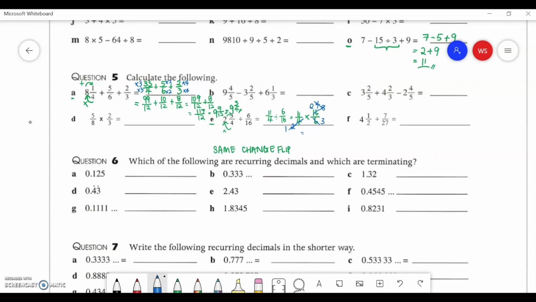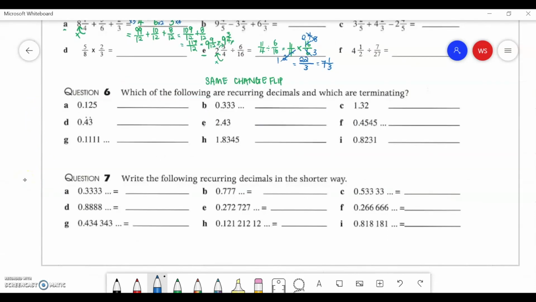Therefore, multiply across. So that's 11 times 2 gives you 22. And 1 times 3 gives you 3. So reducing that into the simplest form, 7 and 1 over 3. Pause this video and try out the rest of questions.